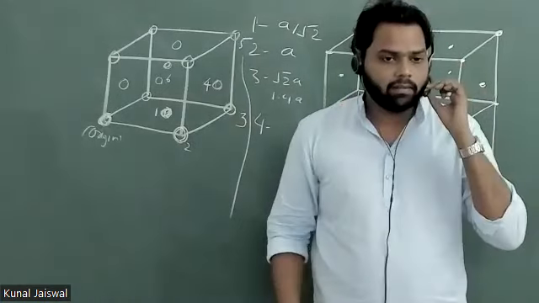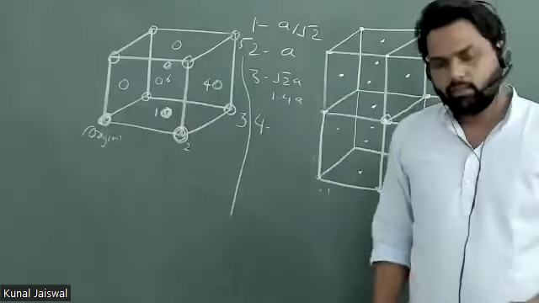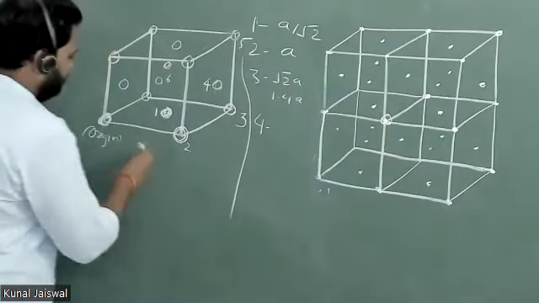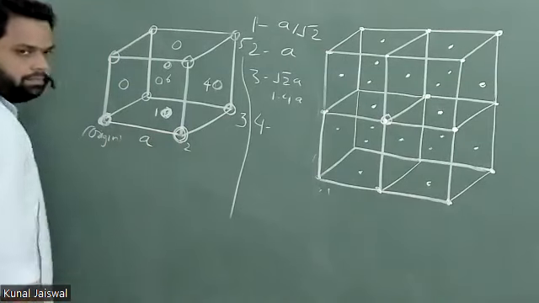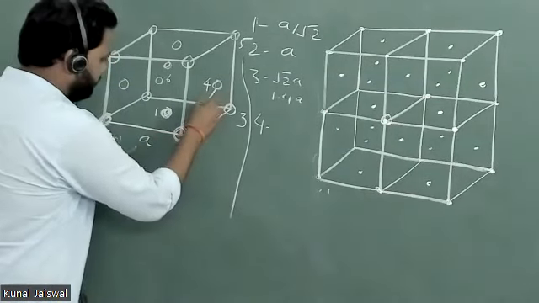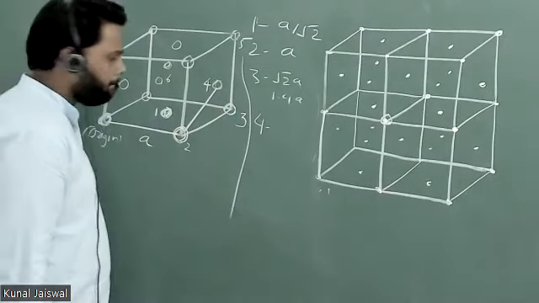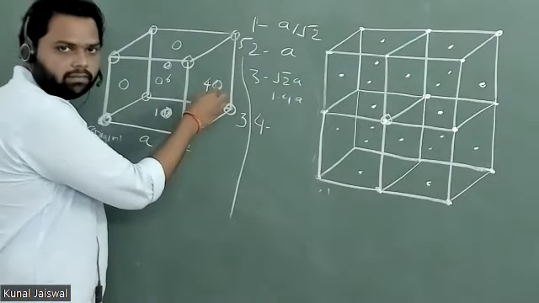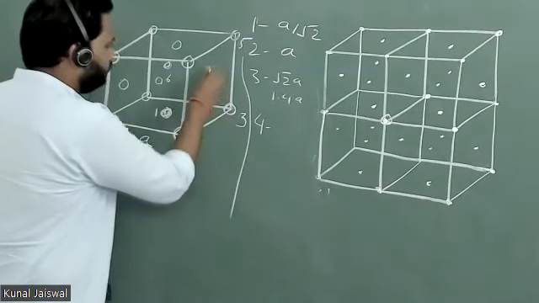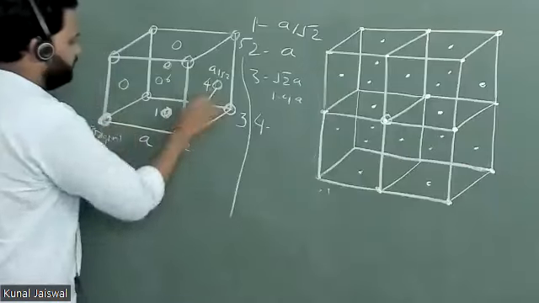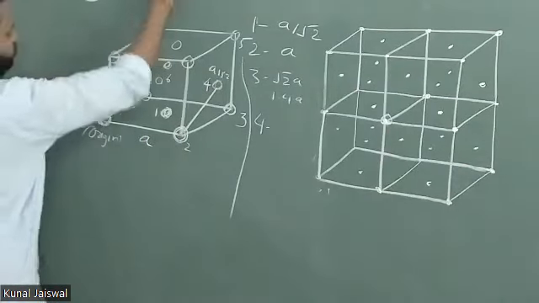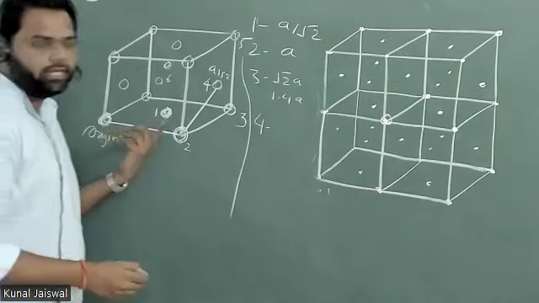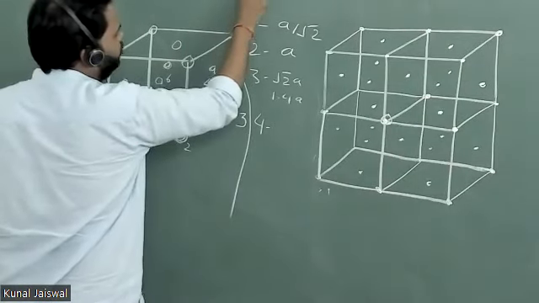Root 3 by 2 into A by 2, complete root of 3 by 2. Yes, exactly. See, this is distance A, and what is this distance? This atom is present at the face, so it is A by root 2. So what will be this distance? Apply Pythagoras: root under A square plus A square by 2. That will be 3 by 2 times A.